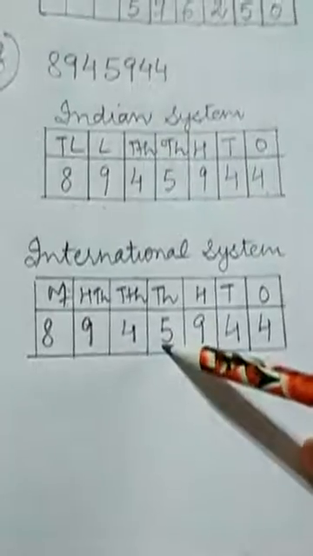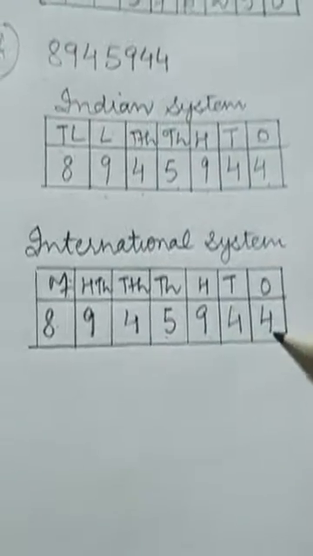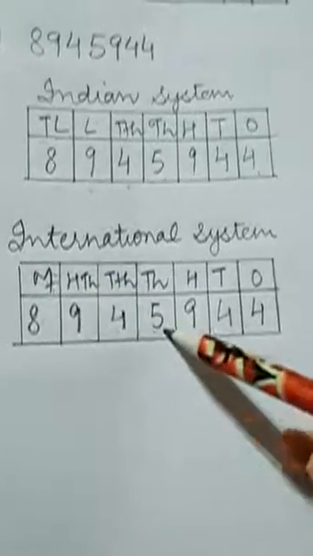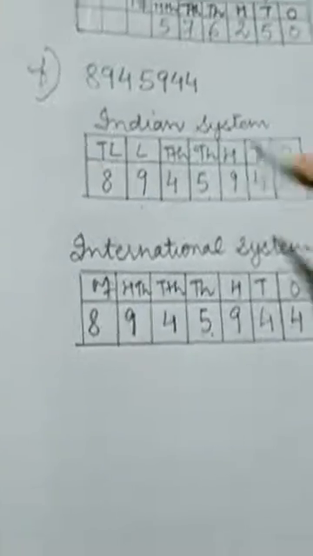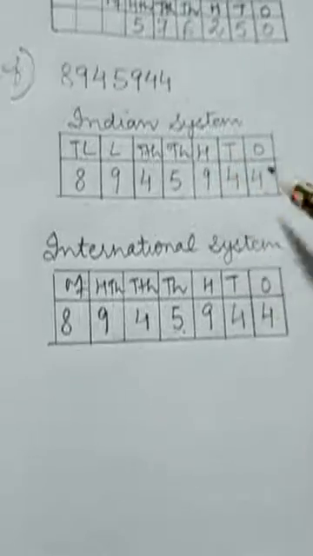89 lakh 45,944. Now it is according to the Indian system, and we will write the international system. Here we will write 4, then 4, then 9, 5, 4, 9, 8. Here it is 8 million. It is 8,945,944. This means this number we have written according to both the systems.